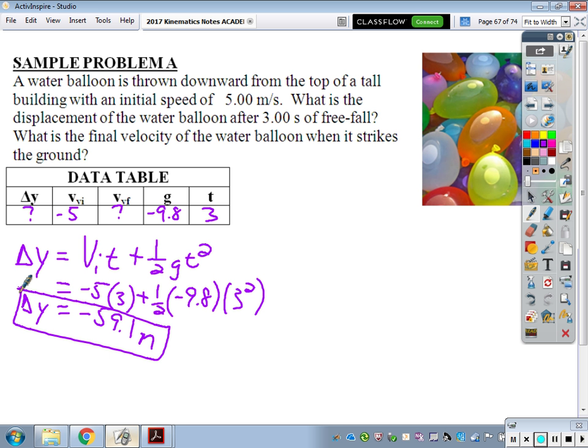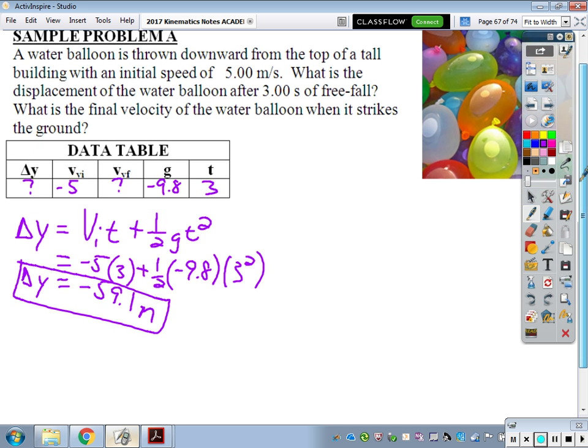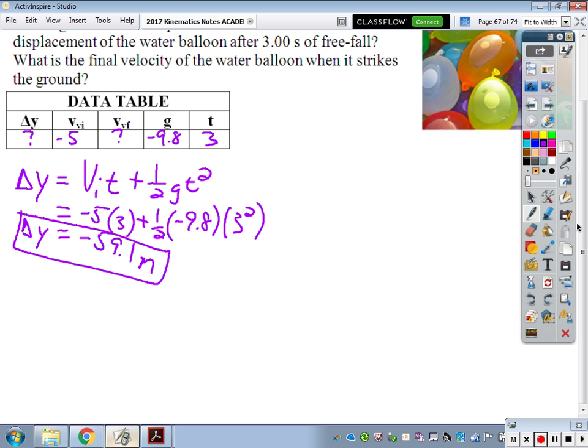Each floor of a building is approximately 3 meters, so this is going to be a healthy drop. So for A, we throw it down with an initial speed, so we're not just going to release it from rest. It already has some speed in a downward direction. It's going to continue to accelerate downward, and it falls for 3 seconds. It's in free fall for 3 seconds.